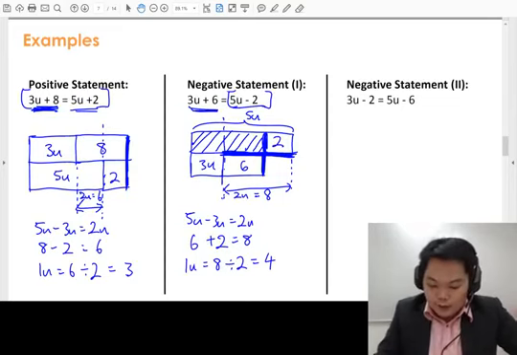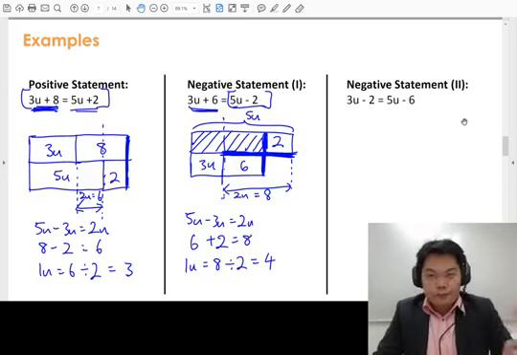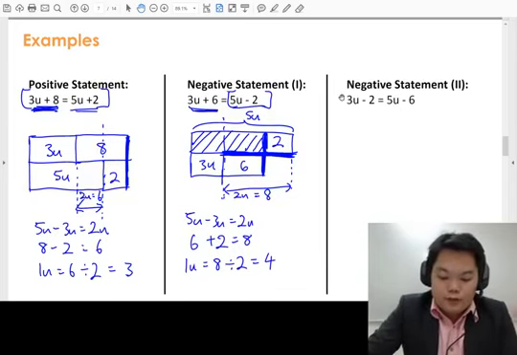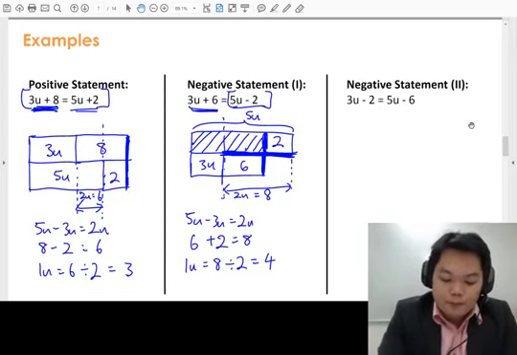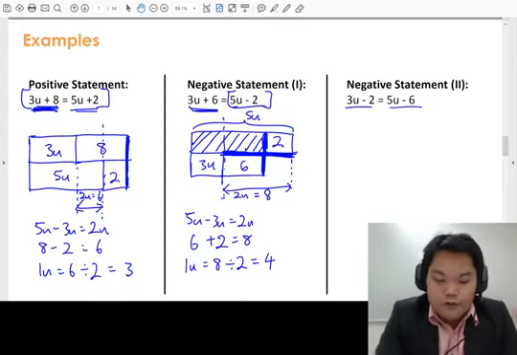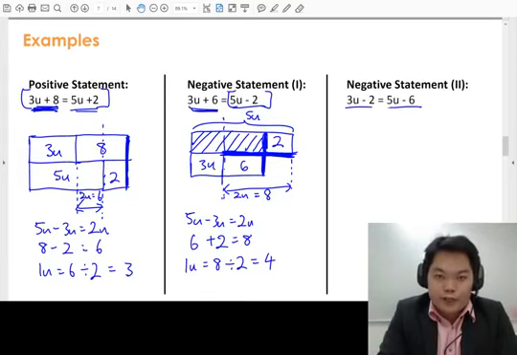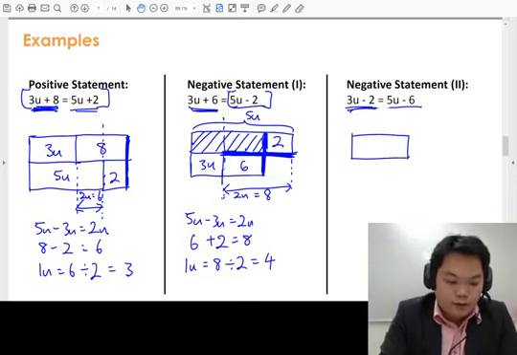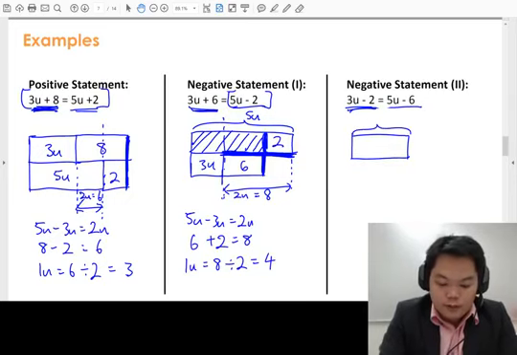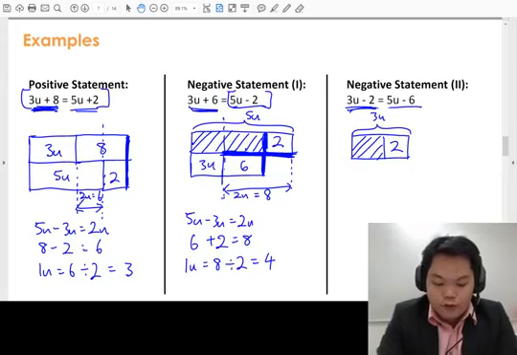Then for the negative statement 2, okay, this would be a bit difficult, but let me explain it properly. Now, when you have 2 negative statements, it doesn't really matter which one you start with. Let's say I start with 3 units minus 2 first. We draw out the bar. The entire bar is 3 units, and we take away 2, leaving us with this shaded region here.